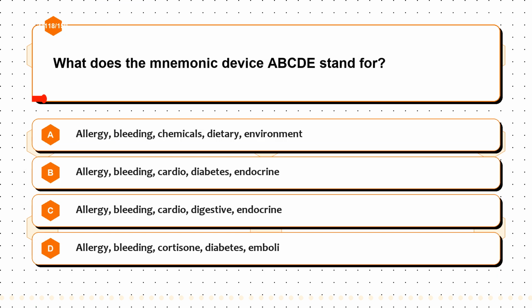Question 118. What does the mnemonic device ABCTEST stand for? Here are the options. Option A: allergy, bleeding, chemicals, dietary, environment. Option B: allergy, bleeding, cardio, diabetes, endocrine. Option C: allergy, bleeding, cardio, digestive, endocrine. Option D: allergy, bleeding, cortisone, diabetes, emboli.